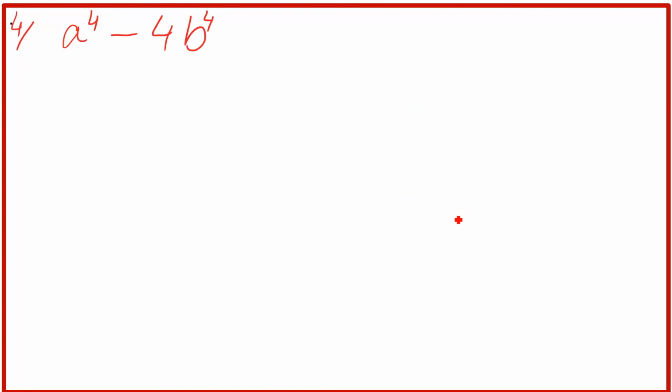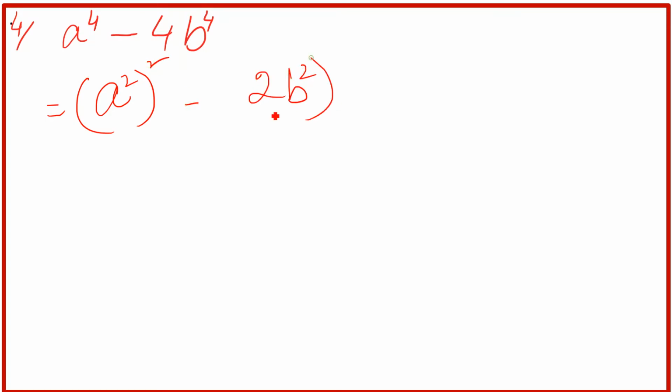Fourth is a to the power 4 minus 4b to the power 4. So this is related to a square minus b square. We can take the square of the first term, and the square of the second term. So it is a square minus b square. This is (a plus b)(a minus b). How do you expand it? A plus b multiplied by a minus b. One time you have to write it with the positive sign, one time with the negative sign.